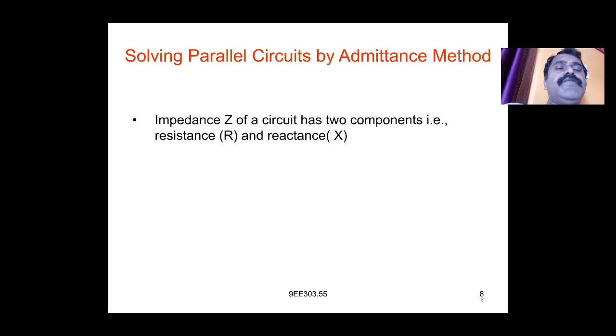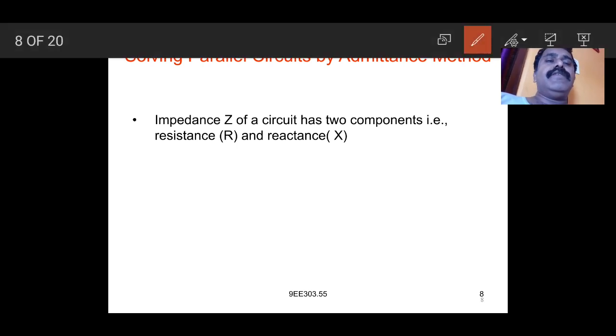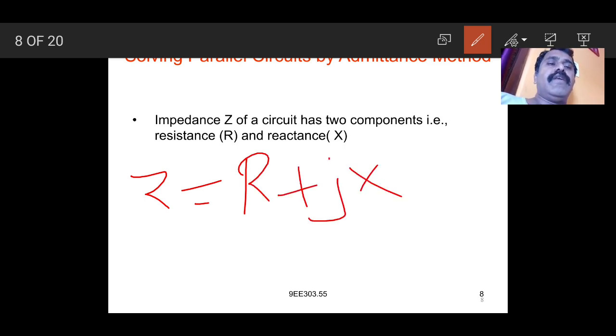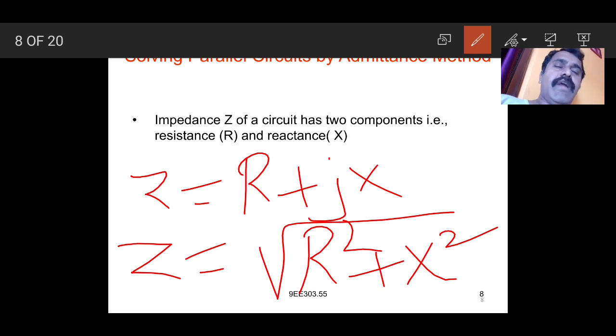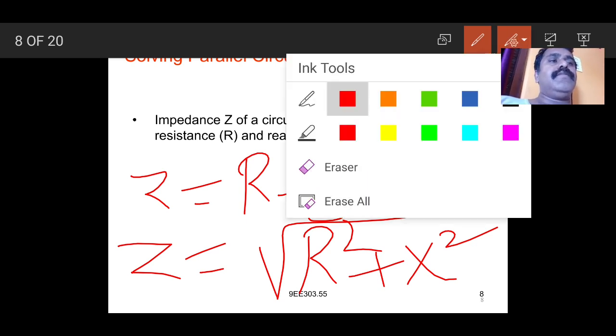Impedance Z of the circuit has two components, the resistance and the reactance. Impedance can be defined as the vector sum of the resistance and the reactance, that is Z is equal to the square root of R square plus X square. It may be either inductive reactance or capacitive reactance.